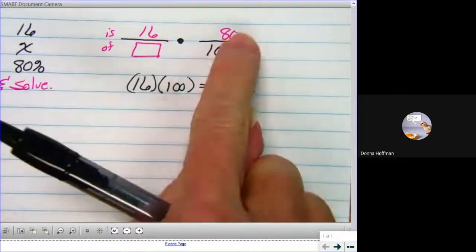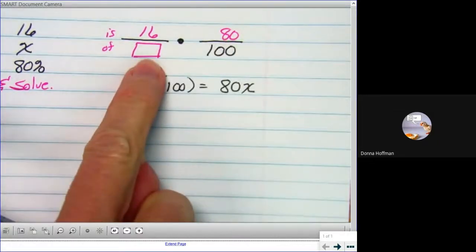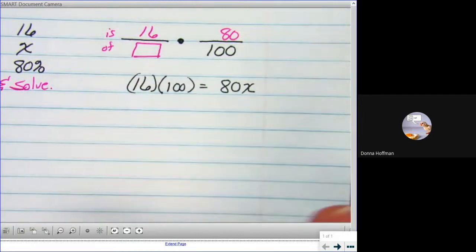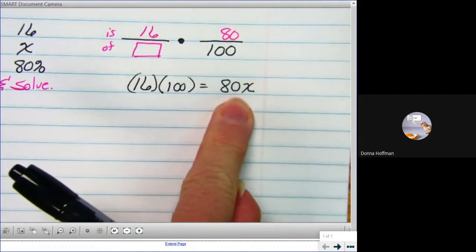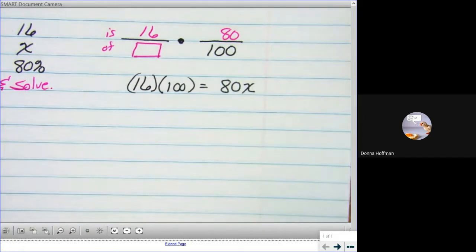16 times 100 equals 80x. And I'm going to tell y'all right now, it doesn't make a difference if you put this on the right side or the left side. I tend to put my variables on the right. Maybe it's because I'm right-handed. I don't know why, but you can still do it from the other side. It does not matter.